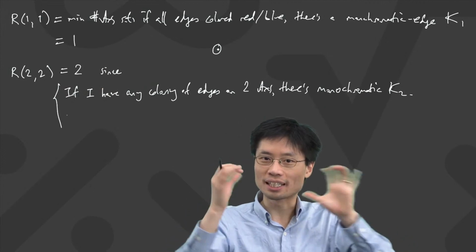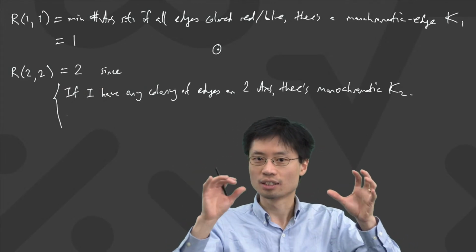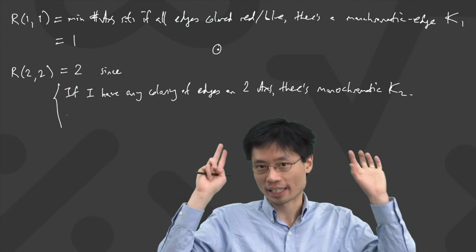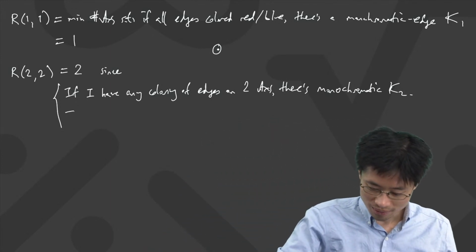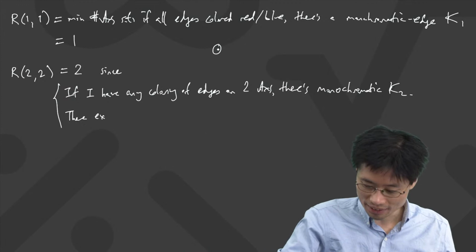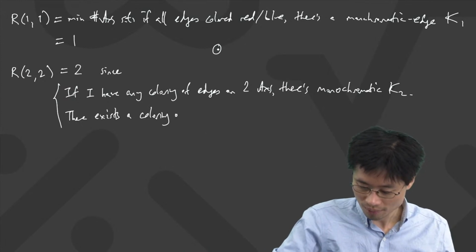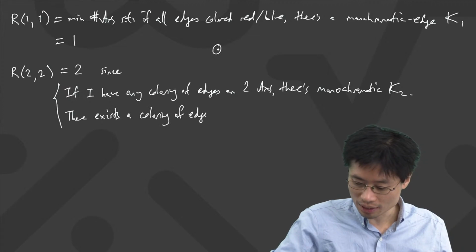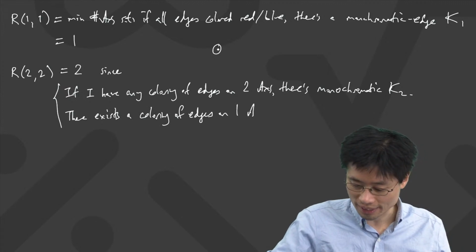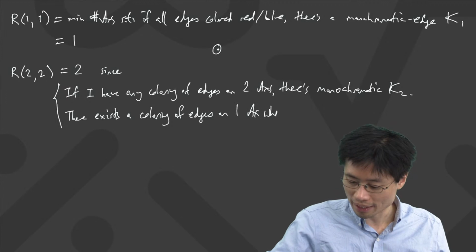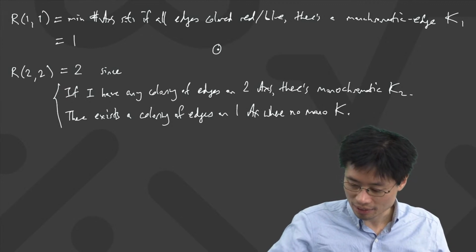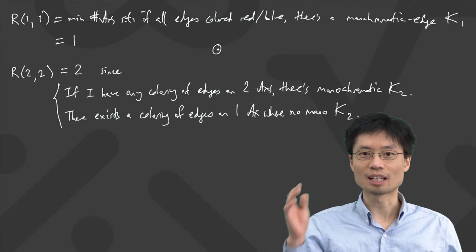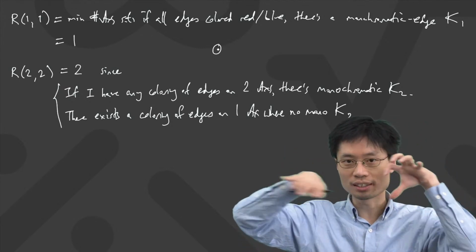Can you help me say that in English? How would I show that it can't work for smaller numbers? You have to show that there exists, in this case, a graph on one vertex. Yes. That there's no clique of 2 or independent set. Yep, there exists a coloring of the edges on one vertex where there is no monochromatic K2. Did that make sense? I'm just being very clear to split the two.